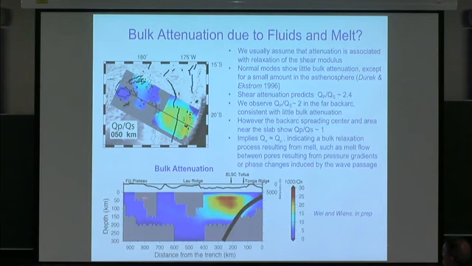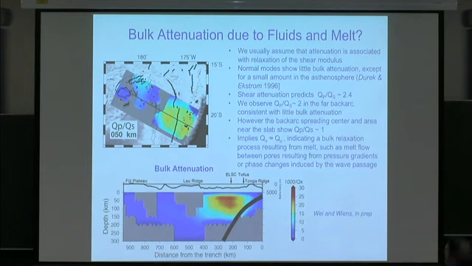In the far backarc, away from the backarc spreading center, we observe very low bulk attenuation. We observe QP-QS ratios of about 2. I'm sorry I don't have the bar up here, but this blue color is about 2 for QP-QS. But near the backarc spreading center, we observe a QP-QS ratio of about 1.